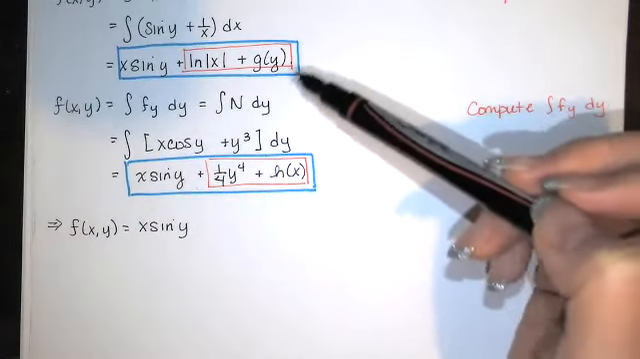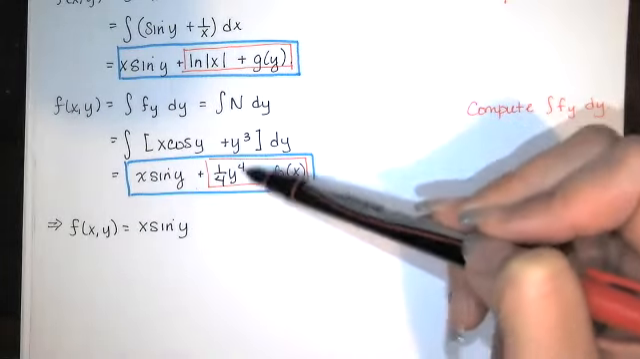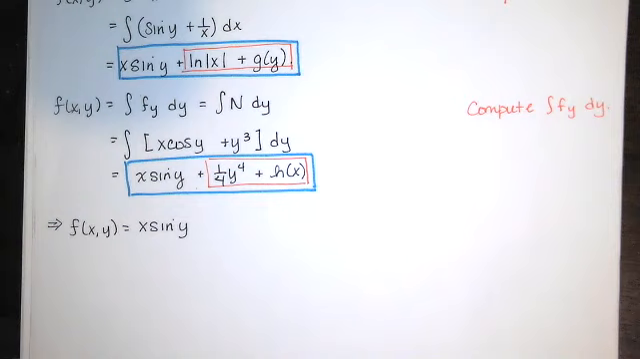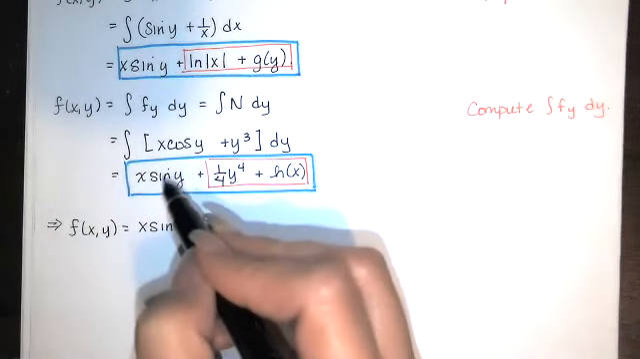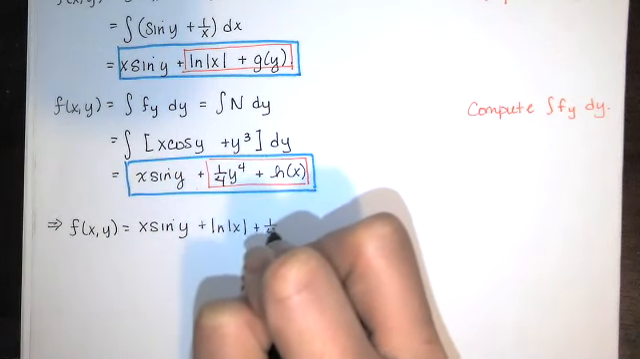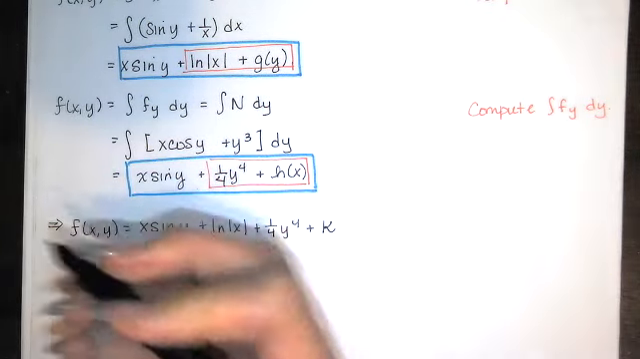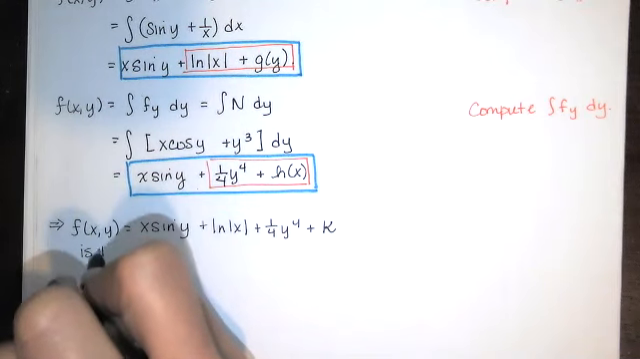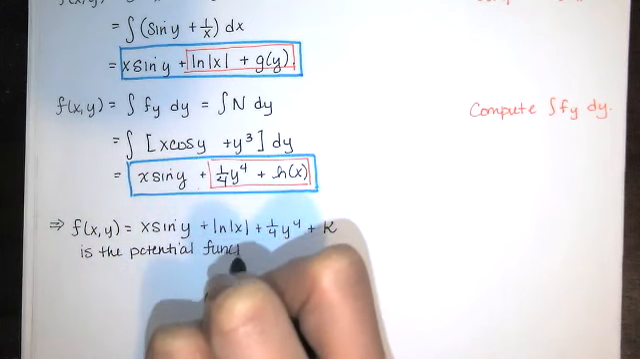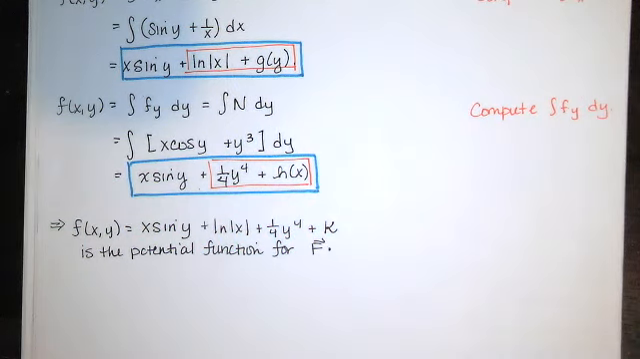Almost. It's almost right. There has to be a constant of integration somewhere. So g of y must be this plus a constant, and h of x must be that plus the same constant. So f of x, y has this in it. It also has a natural log of absolute value of x term. It also has a 1/4 y to the fourth term and a general constant of integration. So this is the potential function for f, that field that we started with.